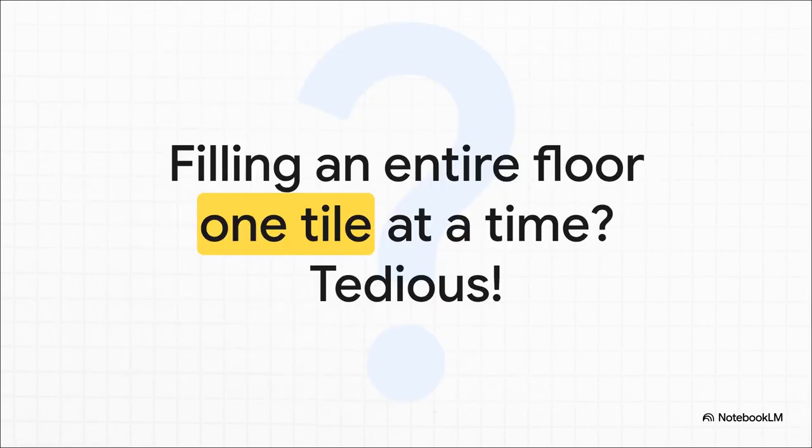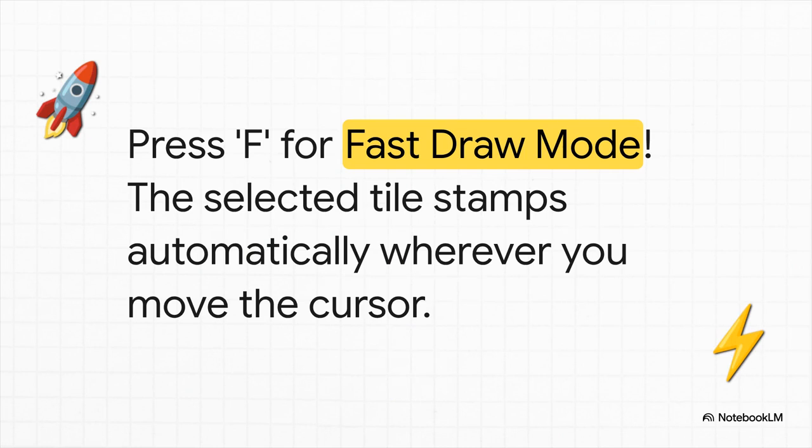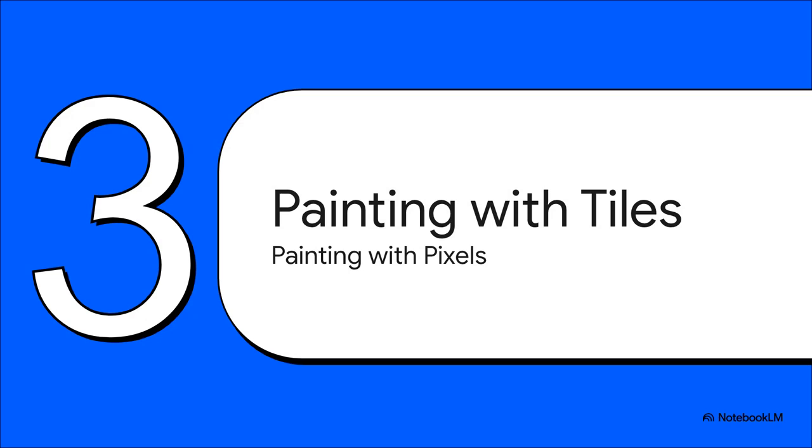Okay, so you start building. You're laying down the floor of your level. You move, you stamp. Move, stamp. Move, stamp. You can already see how laying down a huge area like this would get really repetitive, right? It's a total drag on your creative flow. Thankfully, the creators of AGD totally saw this coming. They built in this brilliant shortcut to keep you in that creative zone, the F key. This turns on something called fast draw mode. Now, instead of stamping one tile at a time, the editor automatically places your selected tile wherever you move the cursor. You can literally just paint huge sections of your world by holding down an arrow key. It's a game changer.